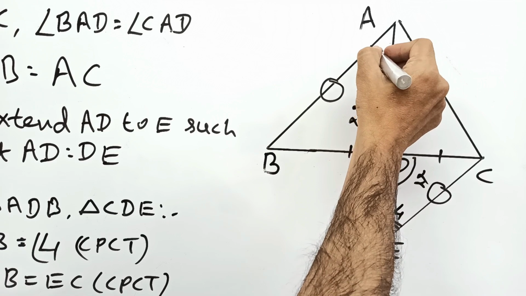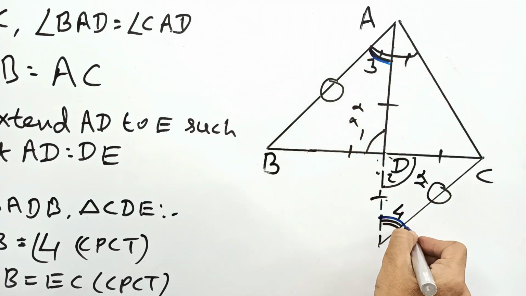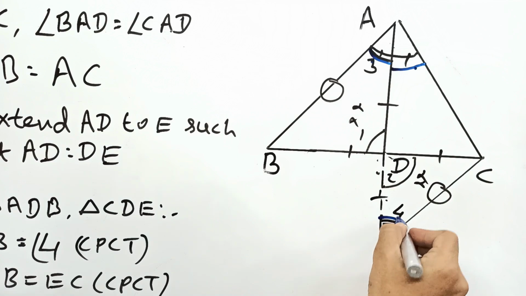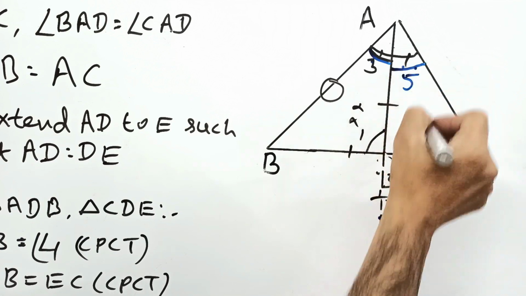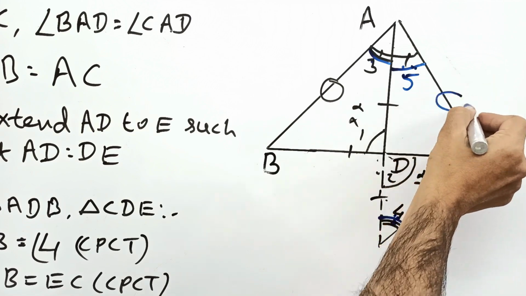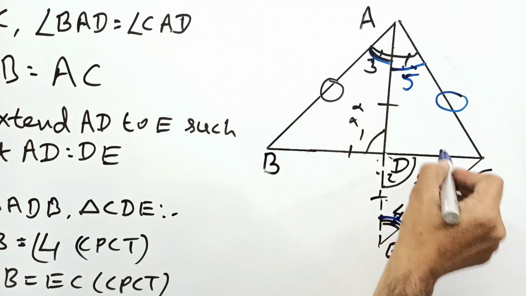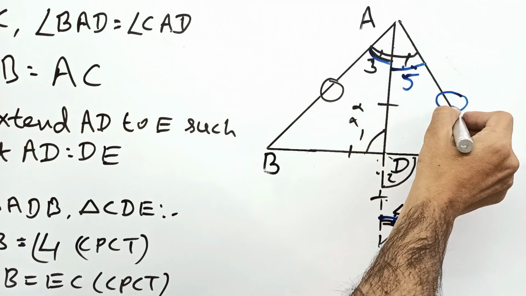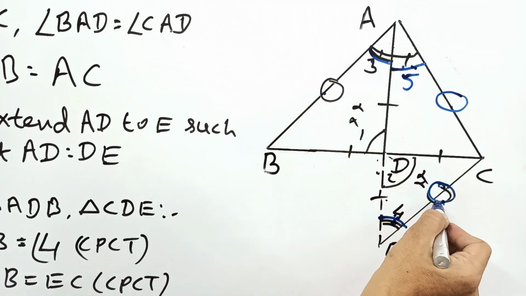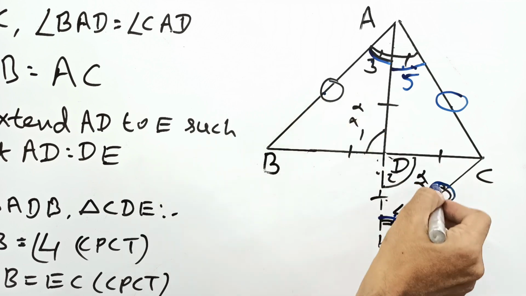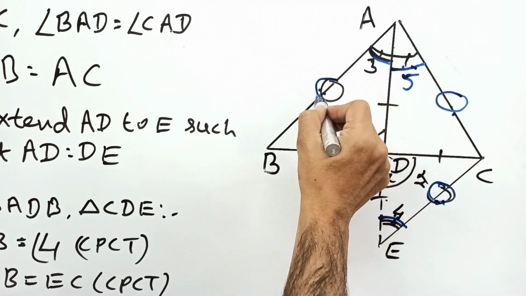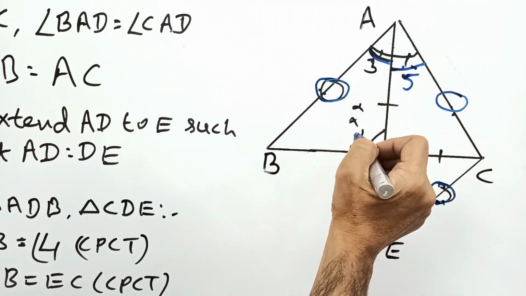Listen students, this angle 3 equals this angle 4, and these two are already equal, given. Therefore angle 4 equals angle 5. So 4 equals 5, base angles, so these two sides are equal by the isosceles triangle property. But this side equals this side by CPCT, therefore this equals this. So therefore ABC is an isosceles triangle.